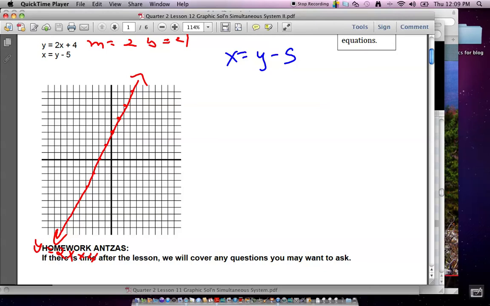It doesn't equal y equals mx plus b. Yeah, it's not in y equals mx plus b form. Now, by the way, is there a difference between these two things? No, it's the same exact thing.